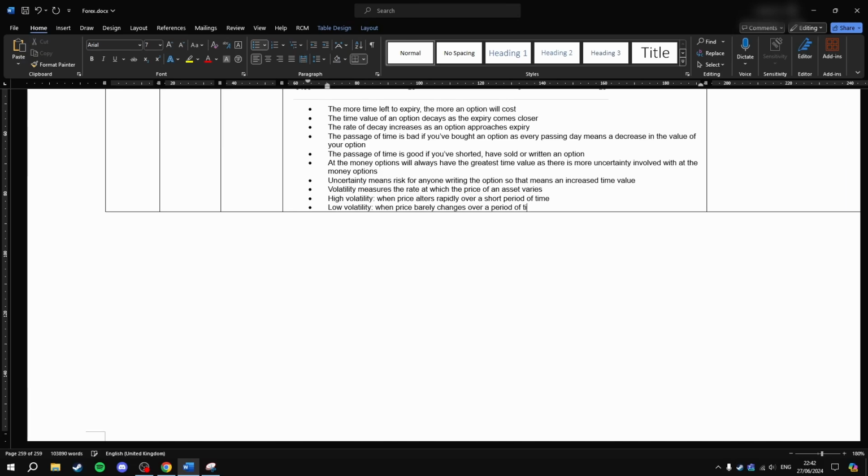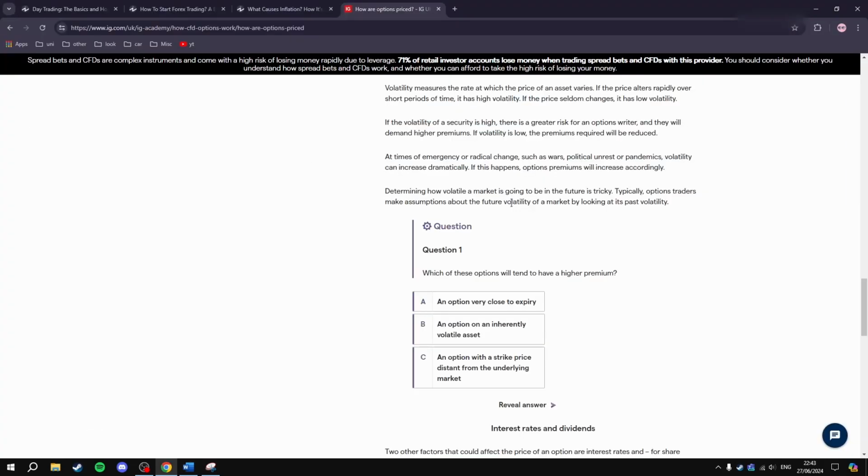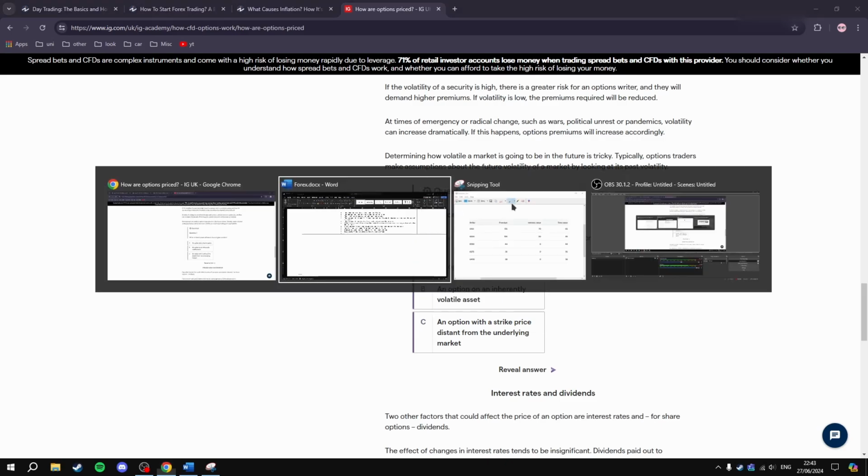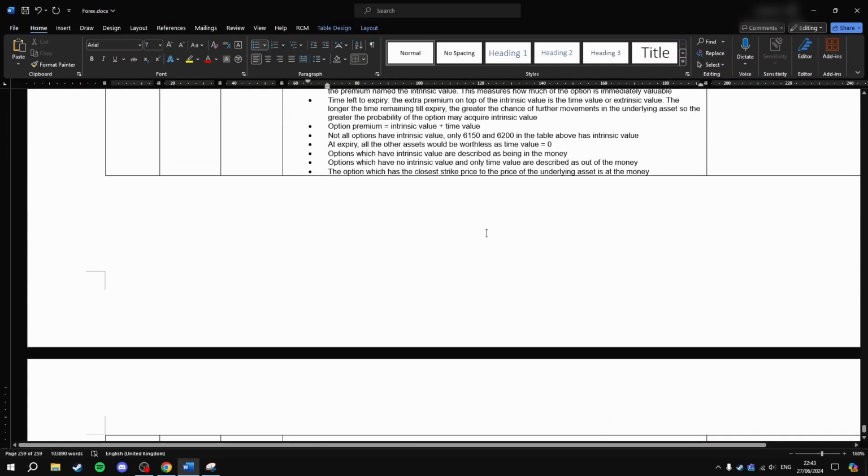If the volatility of a security is high, there is a greater risk for an options writer, and they will demand higher premiums. If the volatility is low, the premiums required will be reduced. So the options writer is the one that's going to sell the options, right?